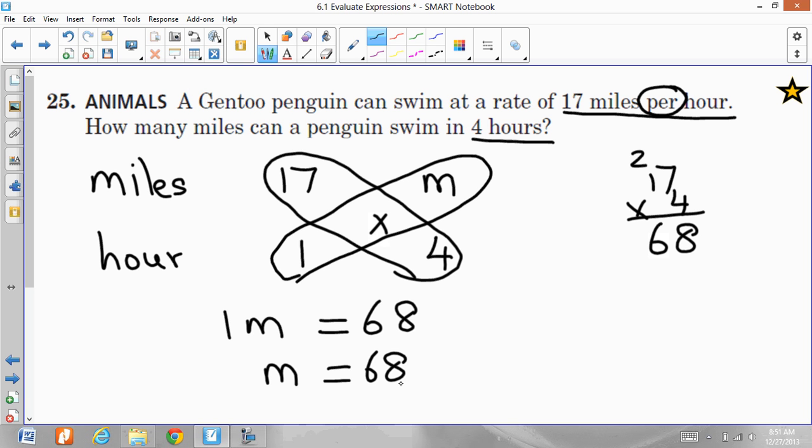And in this case, you want to write the word that goes with the 68. So you're going to go back to the miles. Miles is the one that was missing. So I'm going to attach the word miles.